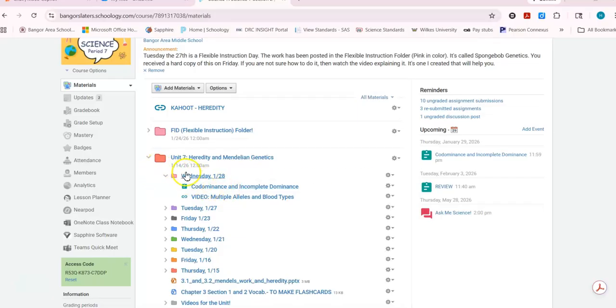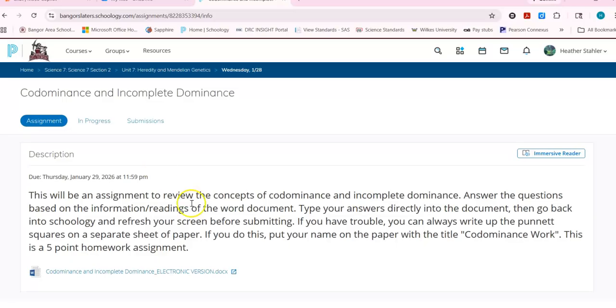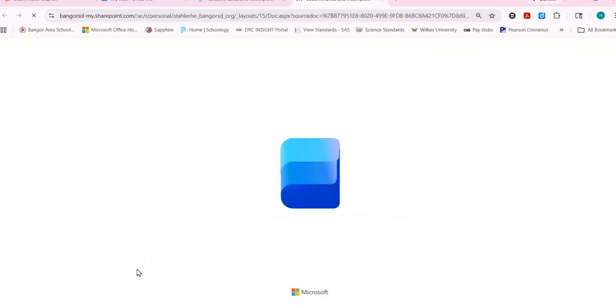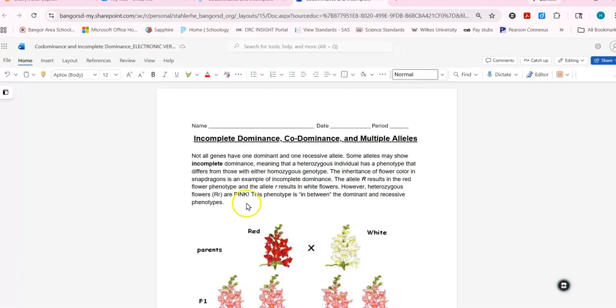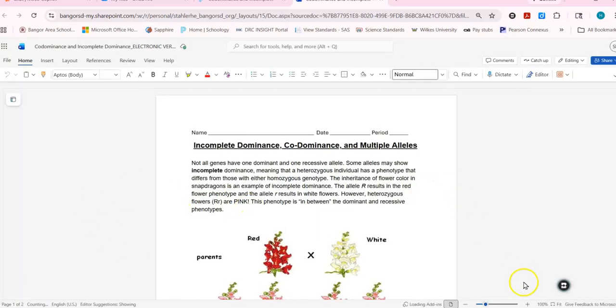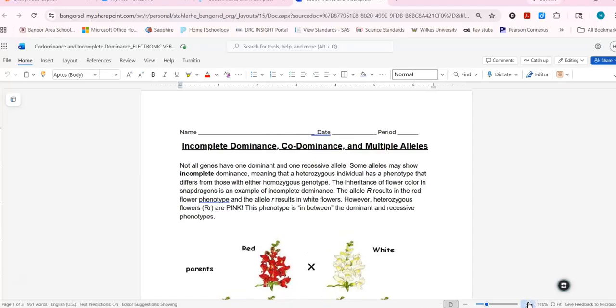But it would be found in your Unit 7 folder, in your Wednesday folder, and it's called codominance and complete dominance, but it includes a few other little things as well. So you come here, you would open up your assignment, let it load. You would click on my document and open it up. I'm going to zoom in so you guys can see it better.